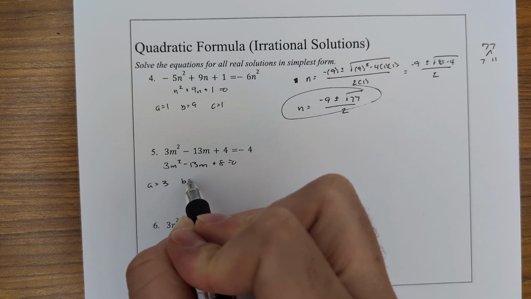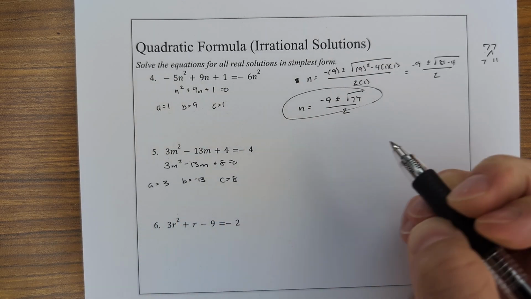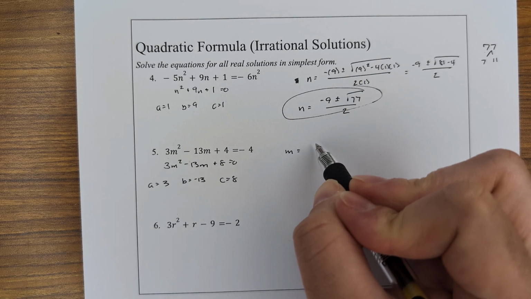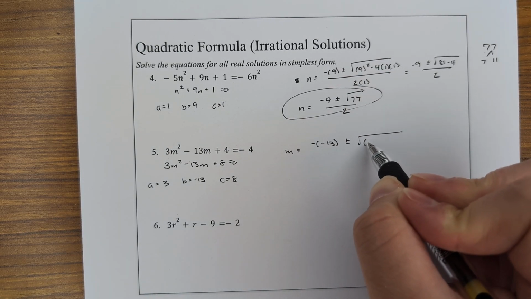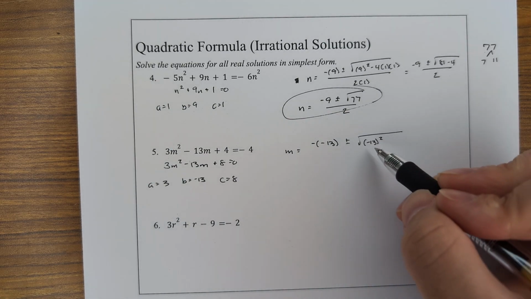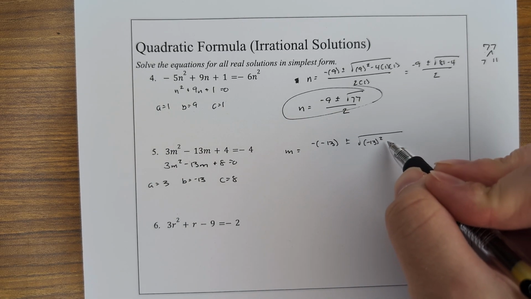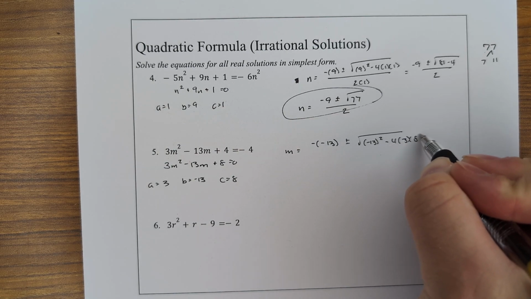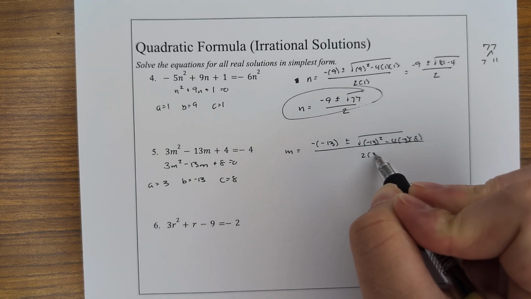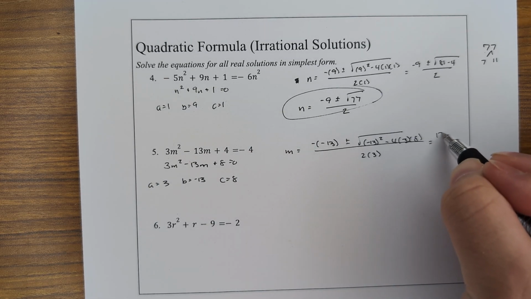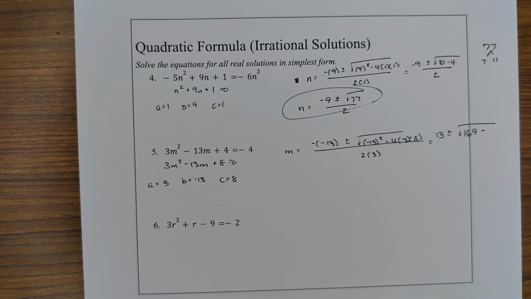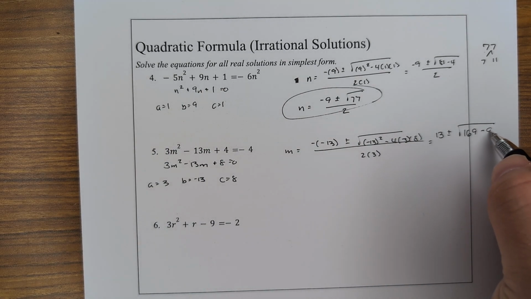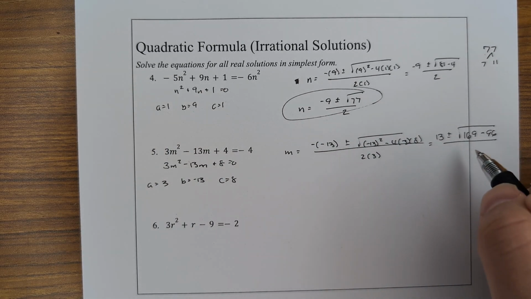So a is 3, b is negative 13, and c is positive 8. So m equals negative b, so negative 13, plus or minus the square root of b squared, once again, parentheses extra important there, minus 4 times a times c, all over 2 times a. So that's positive 13 plus or minus the square root of 169 minus 4 times 3 times 8, which is 96. All over 2a, which is going to be 6.